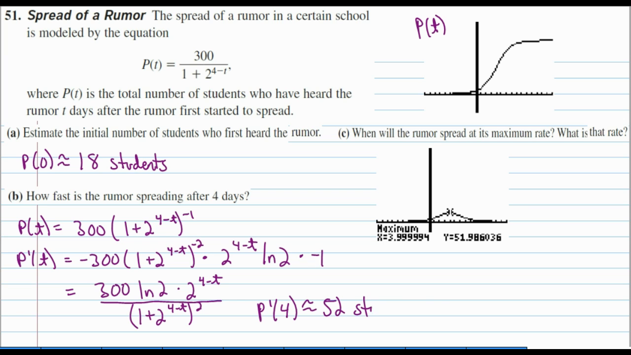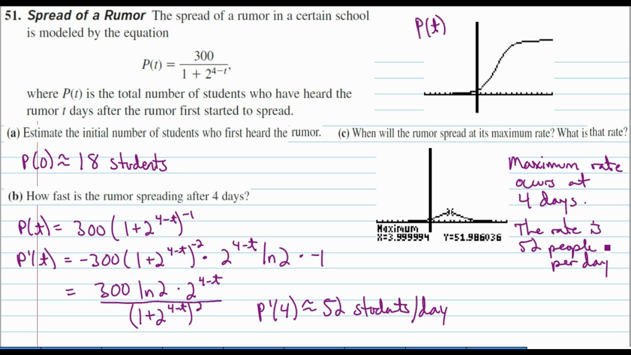When will the rumor spread at its maximum rate? What is that rate? So again, I took the derivative equation, graphed it in my calculator, or you could just graph the original and tell the calculator to take the derivative. Found the maximum. The maximum occurs at 4 days, and the rate is 52 people per day. Again, a coincidence that it was asking you about the same values.